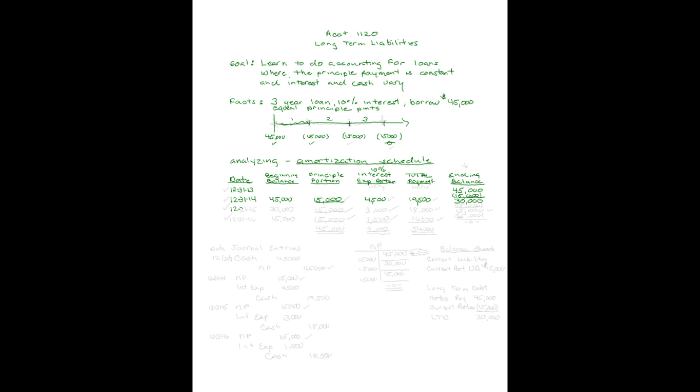Let's move out another year, 12/31/15. Our loan balance is $30,000. Our principal payment is what it always is, $15,000. Interest will be calculated on our loan balance, which is $30,000. 10% of $30,000 is $3,000. How much will our total payment be? Well, we have to pay the principal of $15,000 plus the interest of $3,000, and it's $18,000. You can see now that both the interest and the total payment are varying under this approach. Payments are getting smaller.